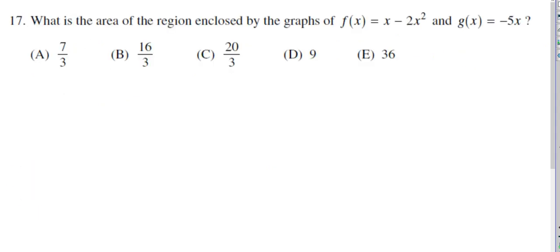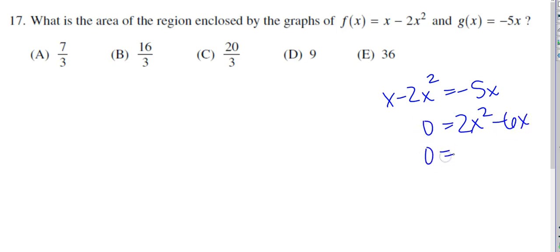All right, question 17. What's the area of the region enclosed by the graphs of f of x and g of x? So we need to start by finding A and B. So we can see where these two graphs intersect by setting them equal to each other. I am going to go ahead and get everything on the right-hand side to make the x squared positive. And then I would need to subtract x, so that would give me negative 6x here. So I could factor out a 2x, which gives me x minus 3. So my intersections are at 0 and at 3.